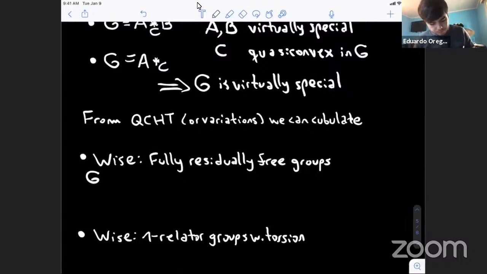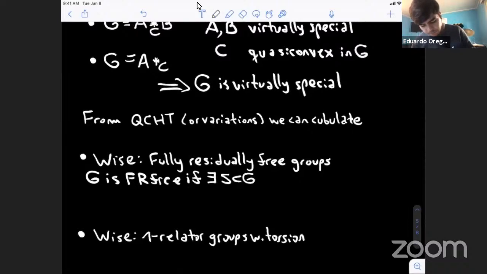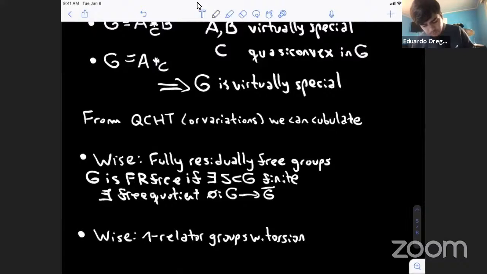So G is fully residually free if for any finite subset S of G, there is a free quotient R, that means R is free, that is injective on this S. So this is the notion of fully residually free groups.